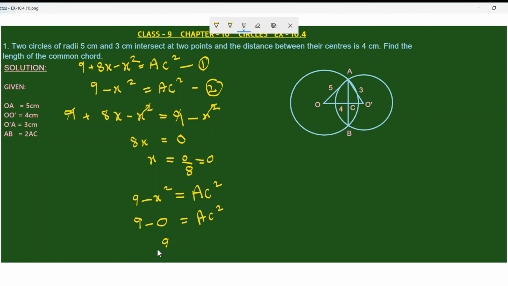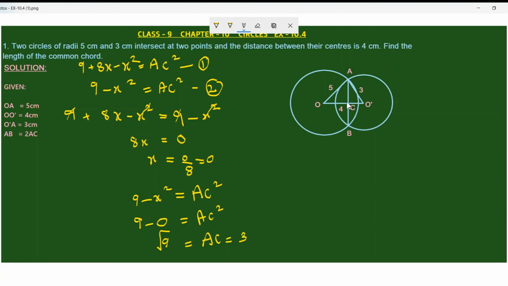So 9, the square root of 9 will be AC. So if you take both the side square root, AC square will be AC, this 9 will be square root of 9. We know 3 3s are 9, so AC is 3. This length AC is 3.